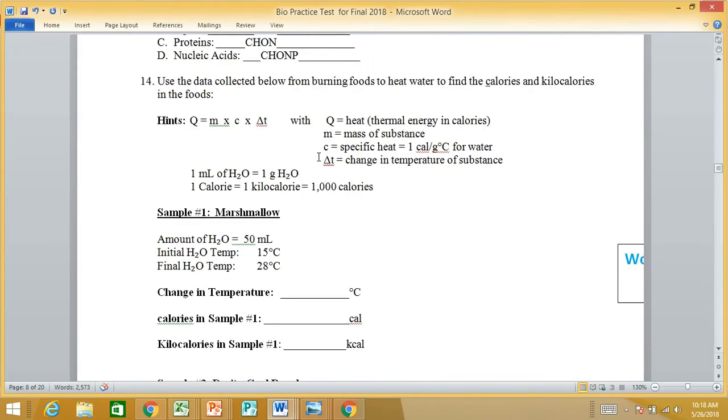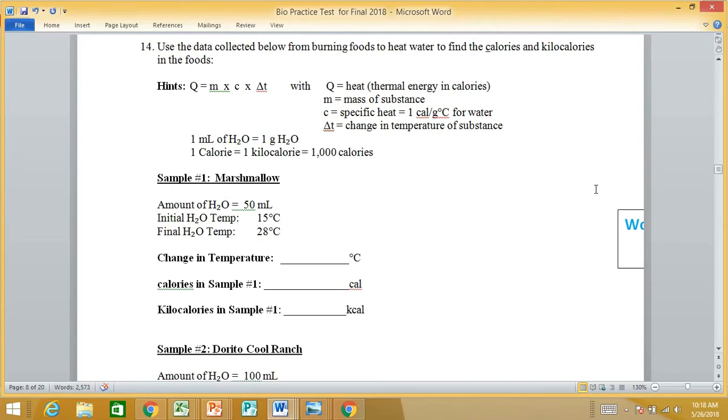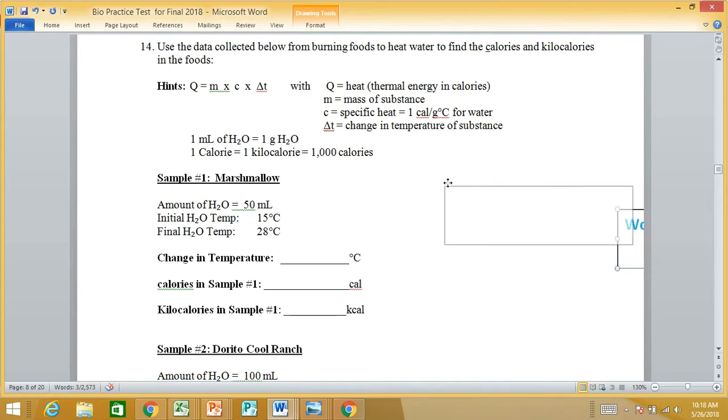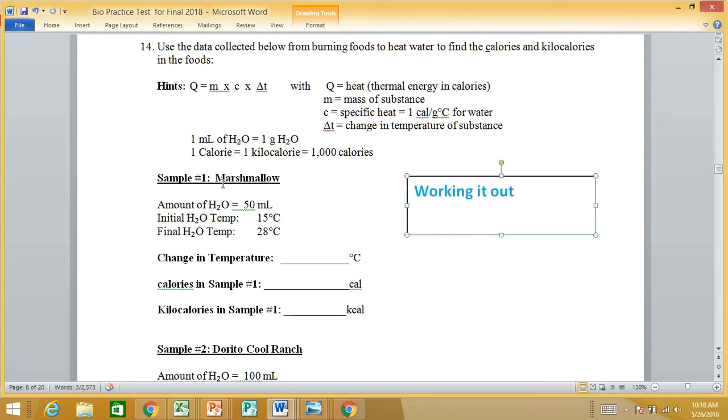Use the data collected below from the burning foods to heat the water. You're going to be finding the calories and the kilocalories in the foods, and then all of these hints are going to be on the test too. So let's see if we can work this out. We've got our sample one, a marshmallow. We need to, this is our formula. So Q equals this. So I'm going to take this formula, copy it.